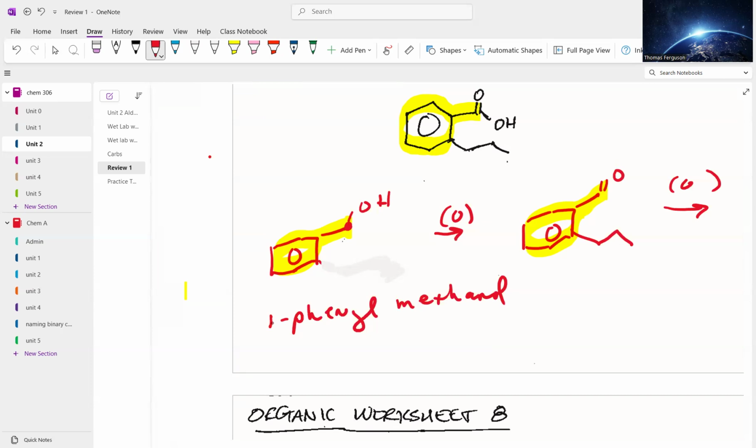Yeah. And this would be methyl. This would be carbonic acid.